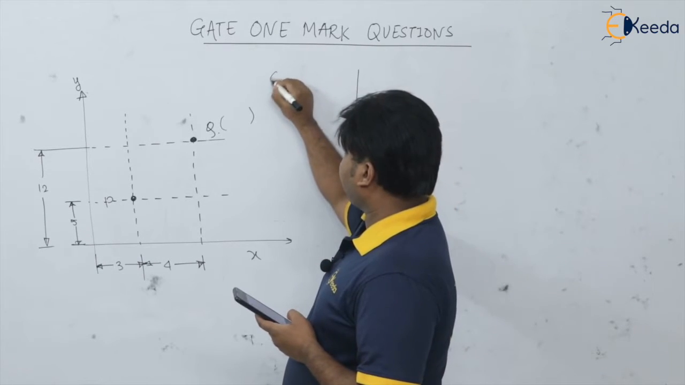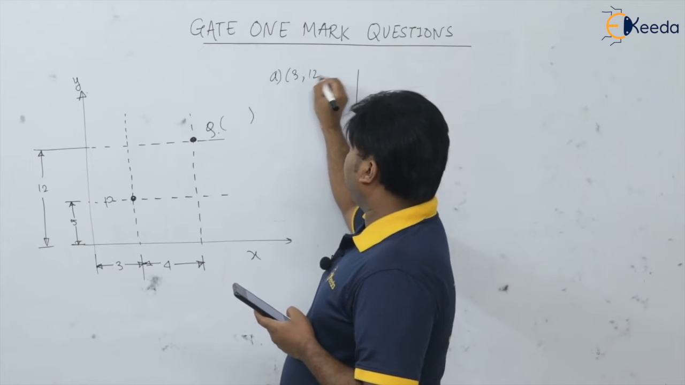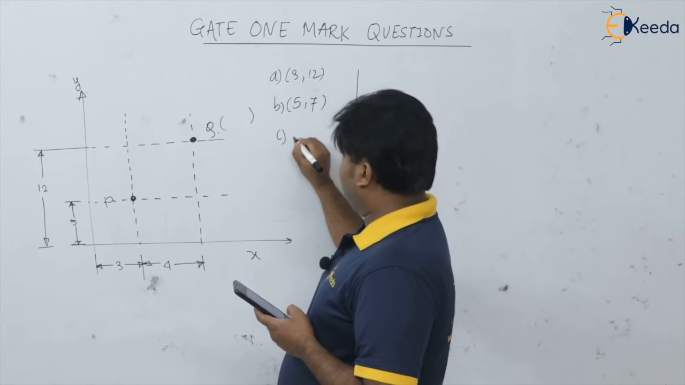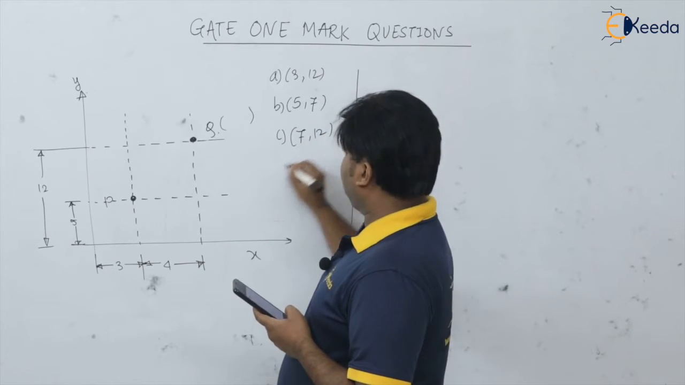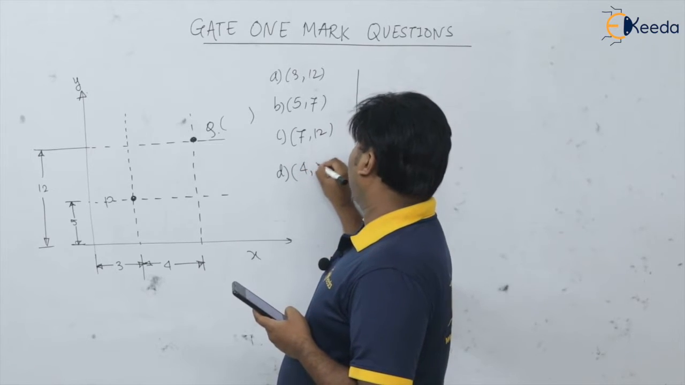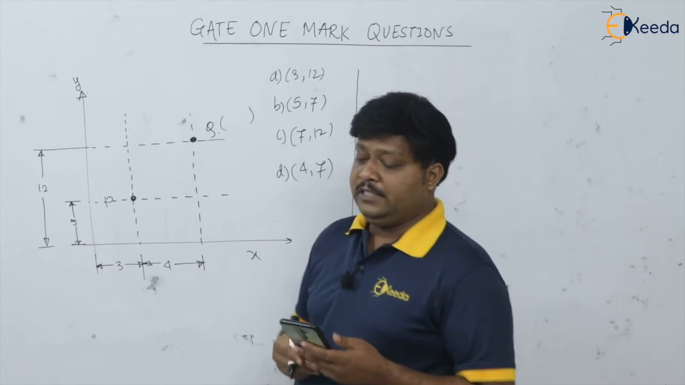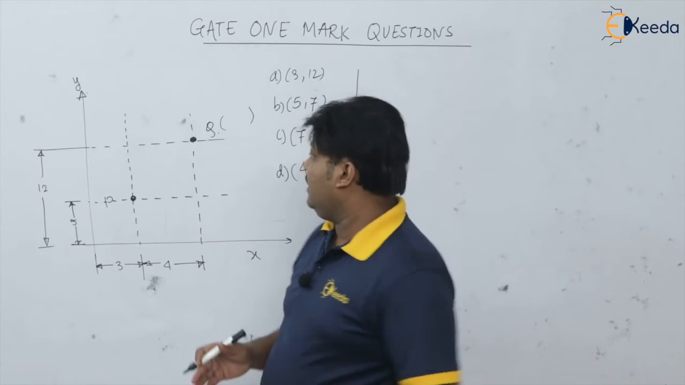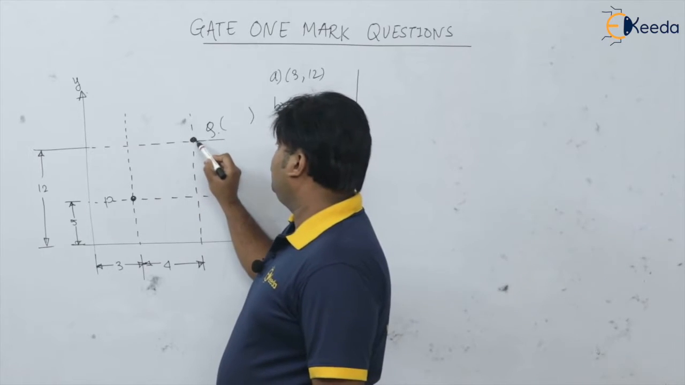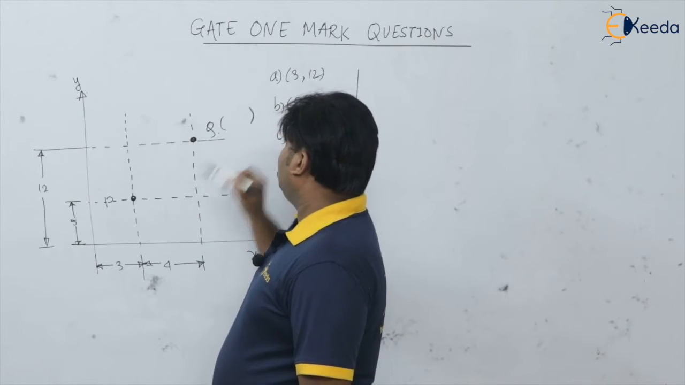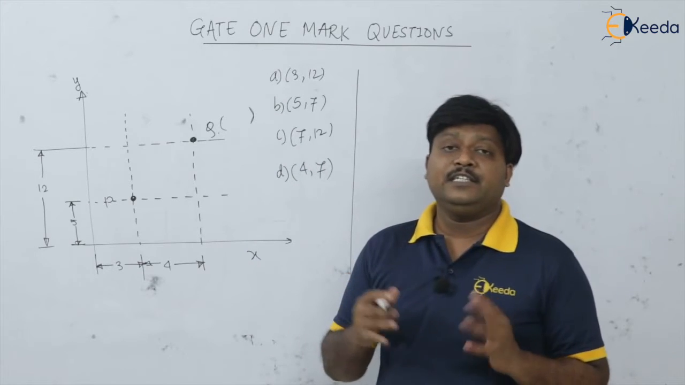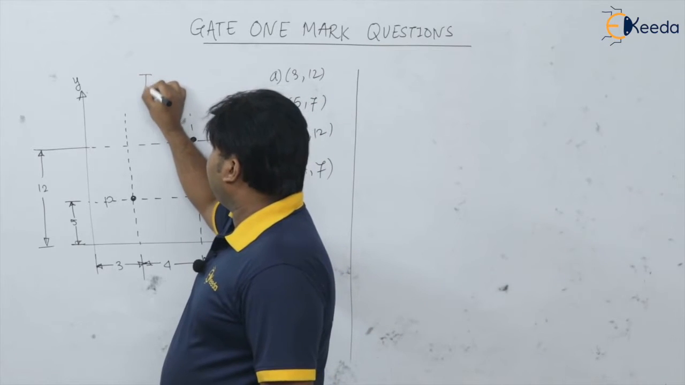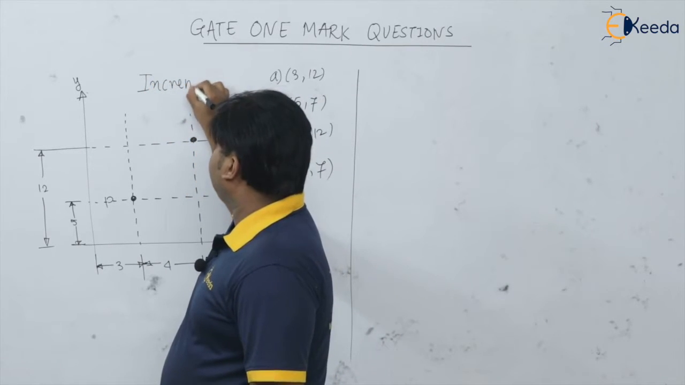Options are 3,12, 5,7, 7,12 and 4,7. So see, right now the drill is at point P and now the drill is moving towards point Q. So what is the coordinates of point Q has to be written in the part program they are asking. And please don't forget, they have written there the incremental.